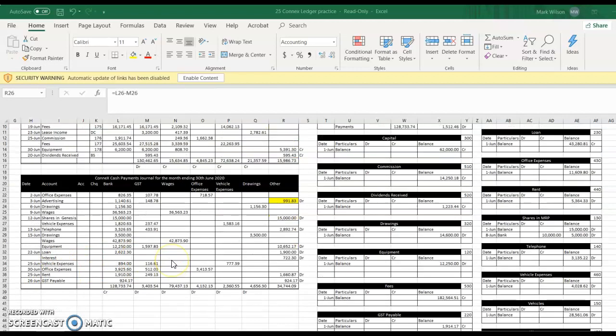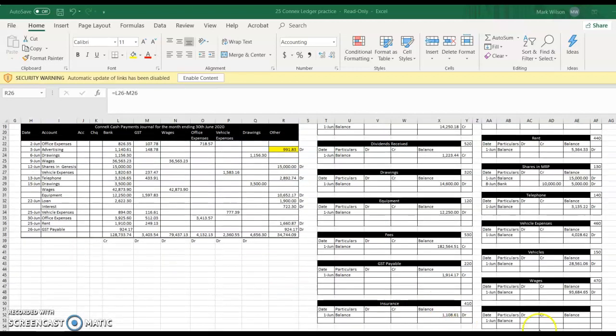Shares in Genesis. We don't have shares in Genesis already. So I'm going to get you to come down here and type shares in Genesis. Looks like they sold shares in MRP and purchased shares in Genesis. There's no opening balance, so we'll put the day it happened, 12th of June. We paid cash for it, so we put bank, and it says debit here.